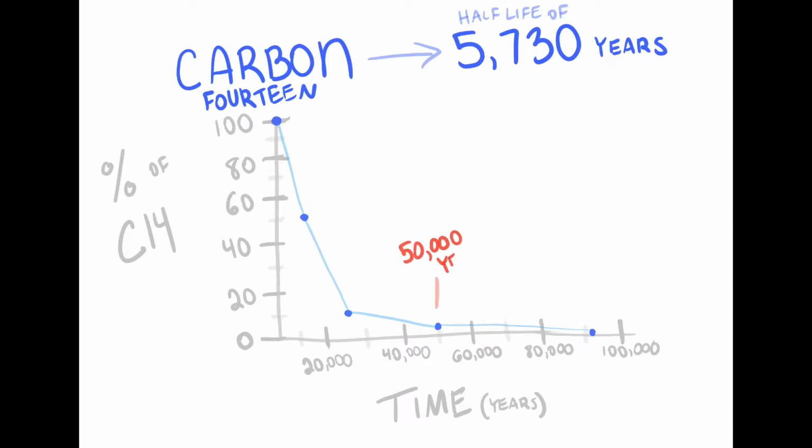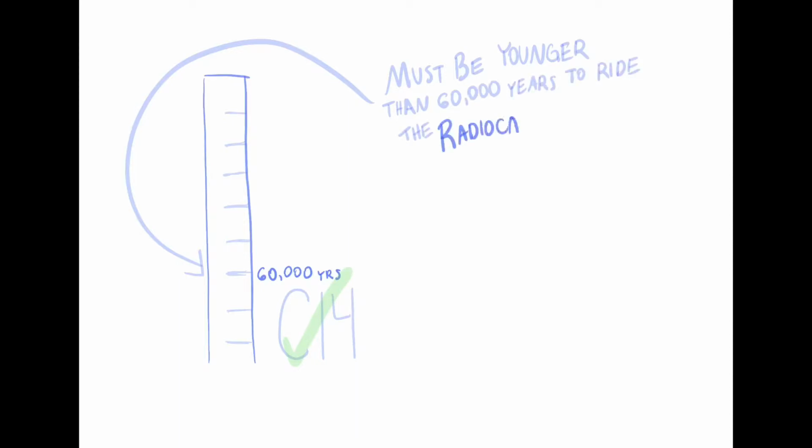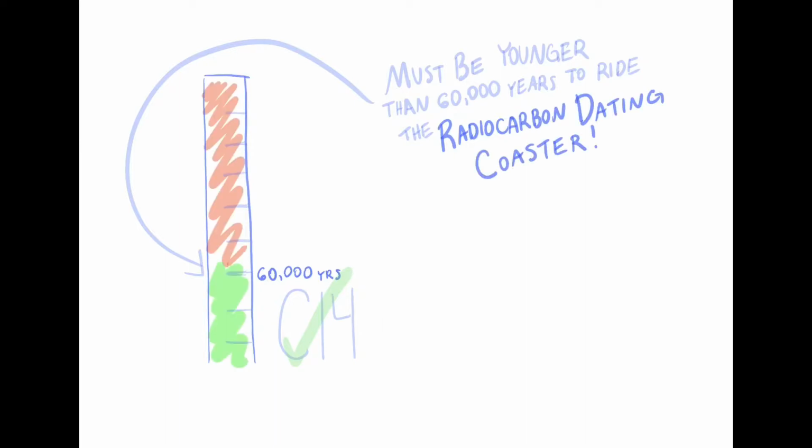Because of such a low percentage of carbon-14 left after that time period, there's not enough left to make an accurate conclusion about the age of something. For this reason, scientists reserve radiocarbon dating for materials up to about 60,000 years old. In order to use this method for materials that are older than that, scientists use unstable elements that have much longer half-lives than carbon-14.